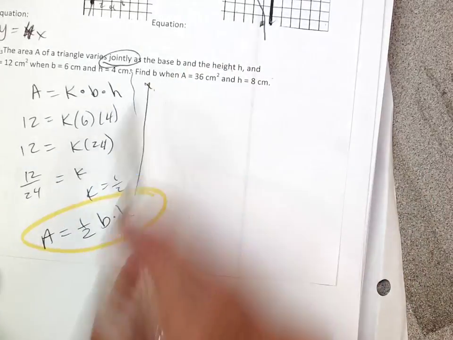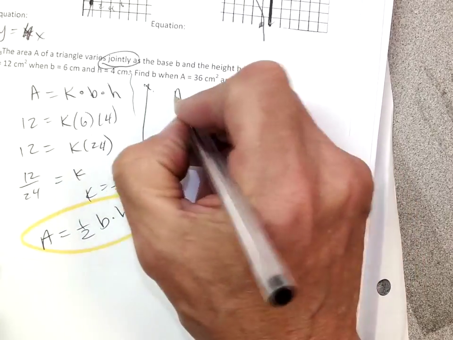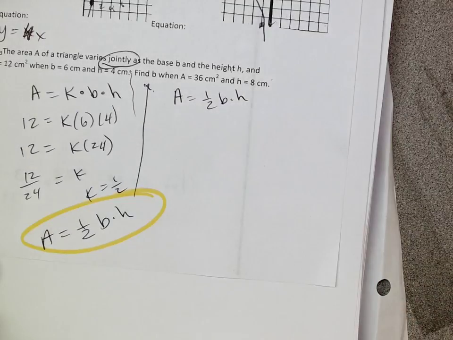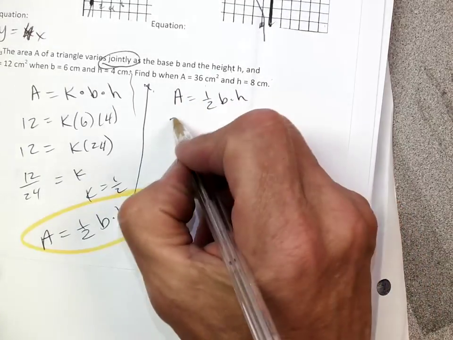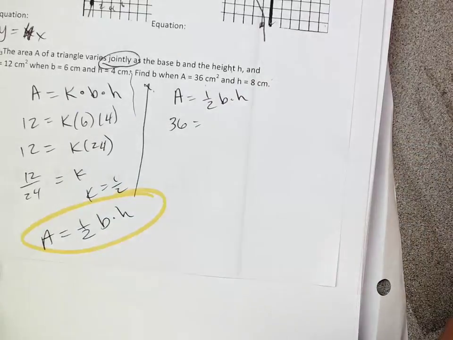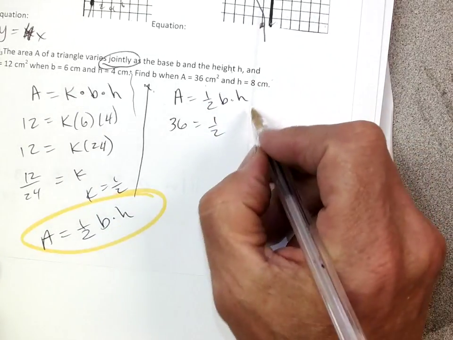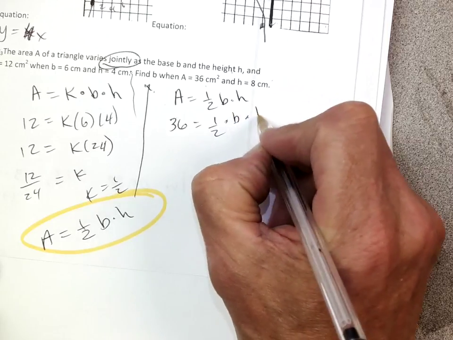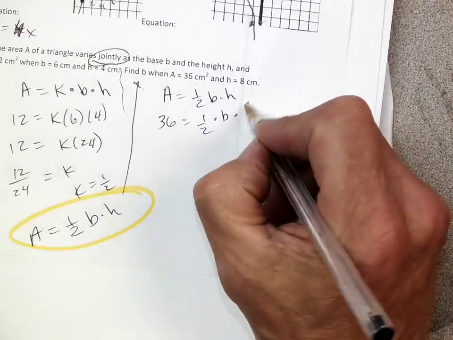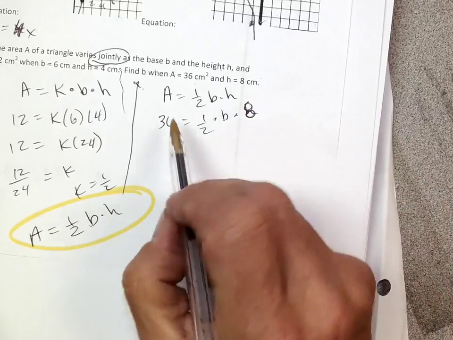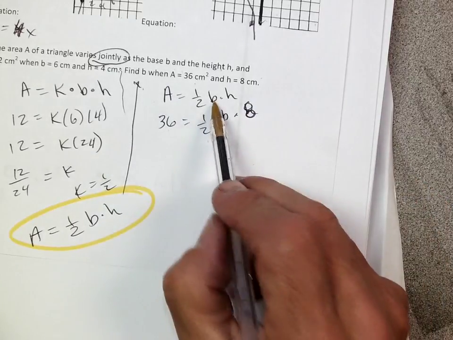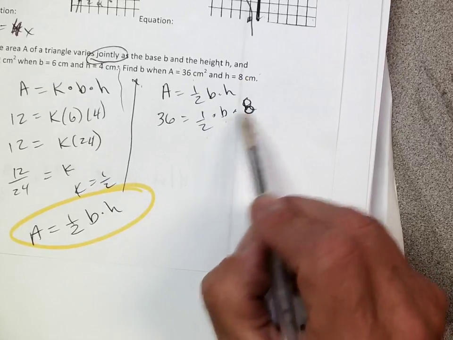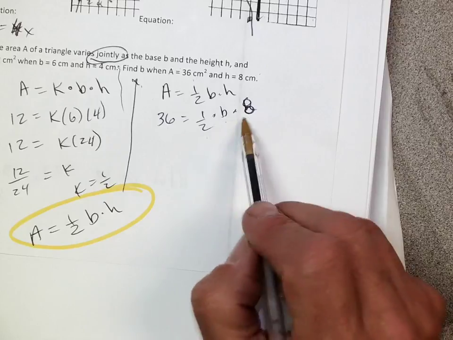So now it says find B. My formula is A equals 1/2 base times height. So I'm going to put 36 for A, equals 1/2, the base, I don't know, times B times H. H is 8, so let's put 8 in there. Probably the easiest thing for me is to take half of 8. You okay with that? That'd be faster. Half of 8 is 4.